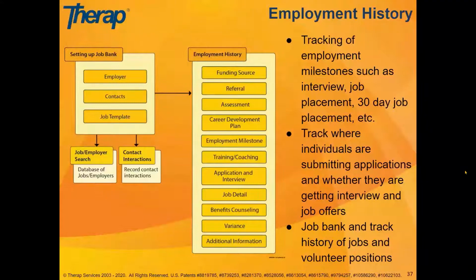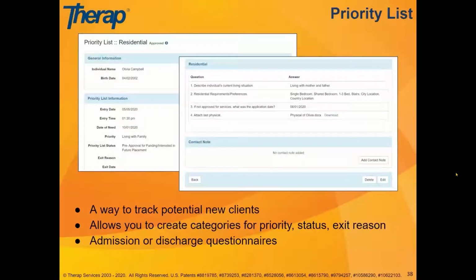Employment history. This is a way of tracking employment milestones such as interviews, job placement, 30-day job placement. You can track where individuals are and where they've submitted applications, whether they've had the interview, all conversations included. It also tracks history of jobs and volunteer positions through a job bank. Priority list offers a way to track potential new clients. You're allowed to create categories for priority, status, exit reason, and so forth. And you could also include questionnaires as part of it.